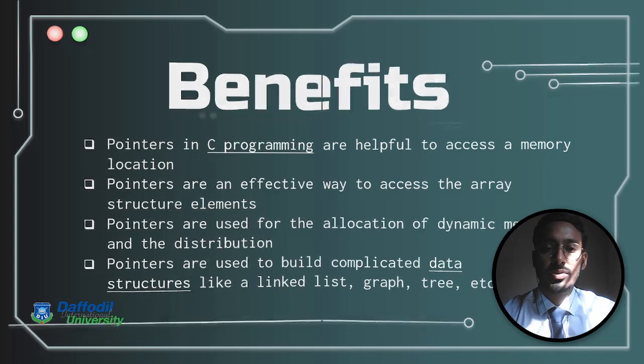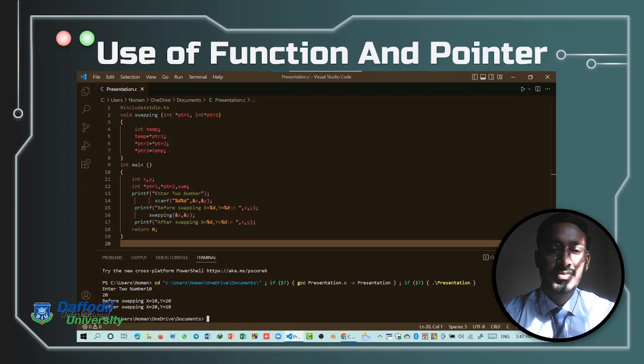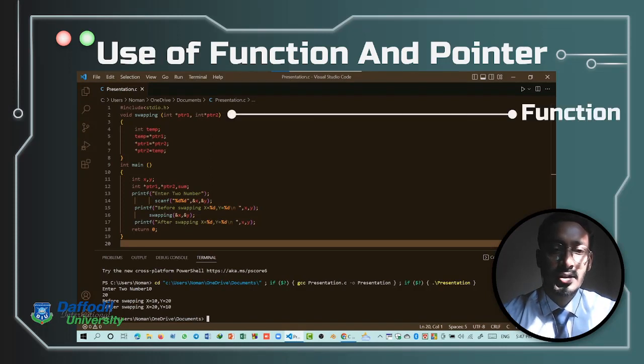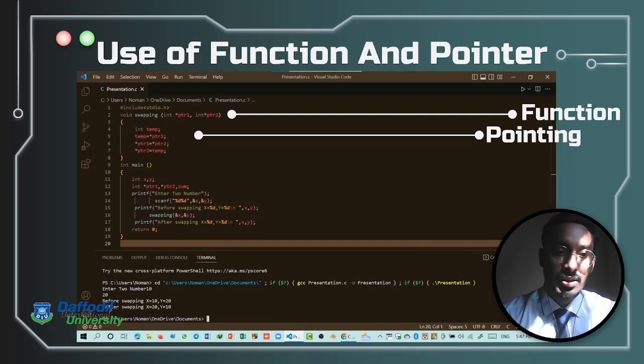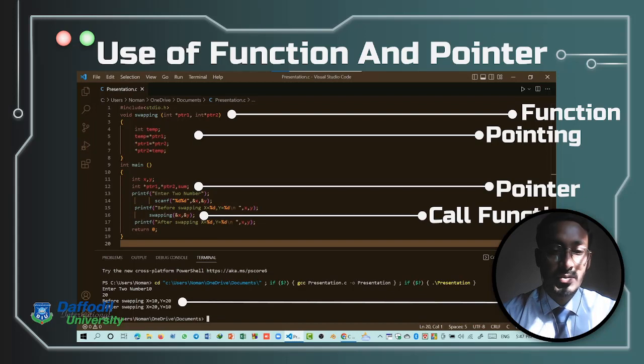Now we are going to talk about the use of function and pointer in a program. That means in this program I use pointer and function at a time. First of all, I declare a function and then point to a value and jump to the main body, and then declare the pointer and call the function, and here is my output. Basically, I am doing swapping here by using function and pointer.